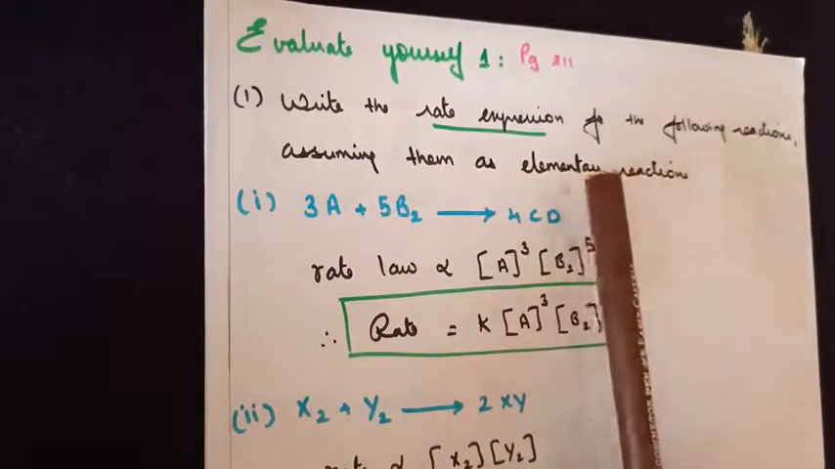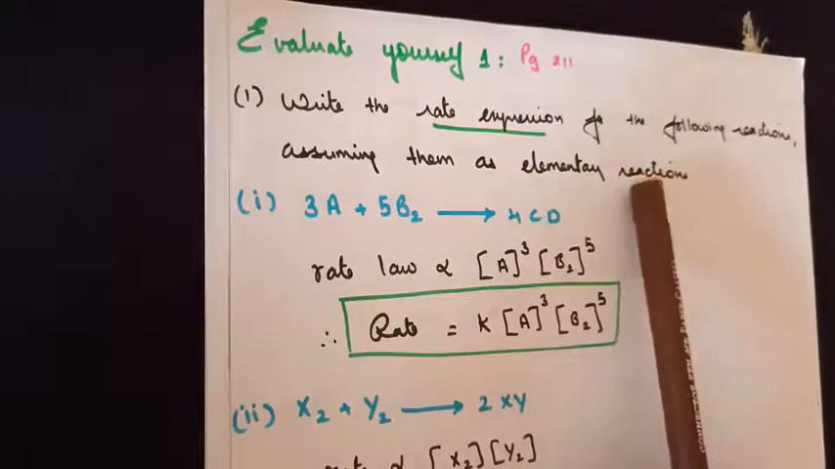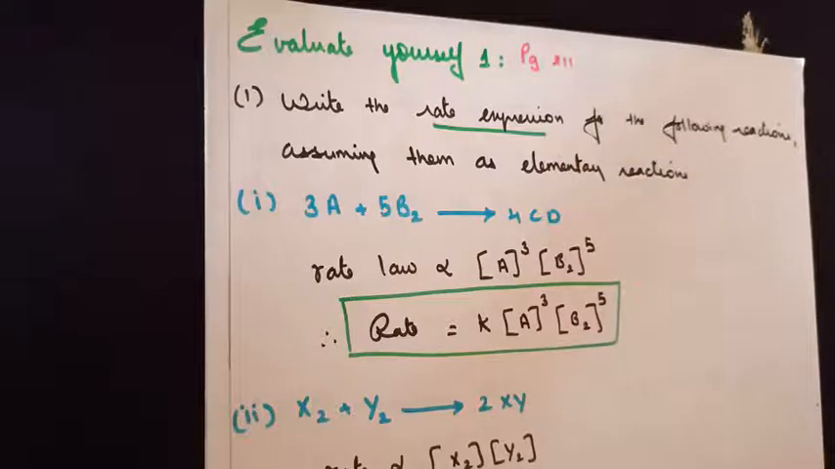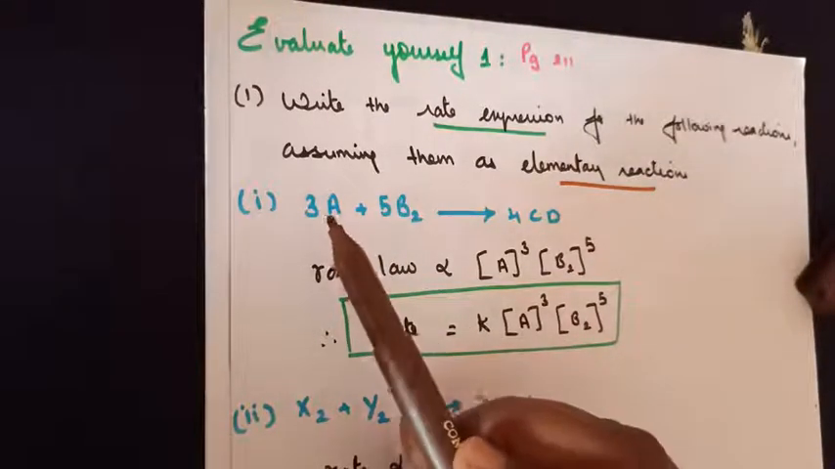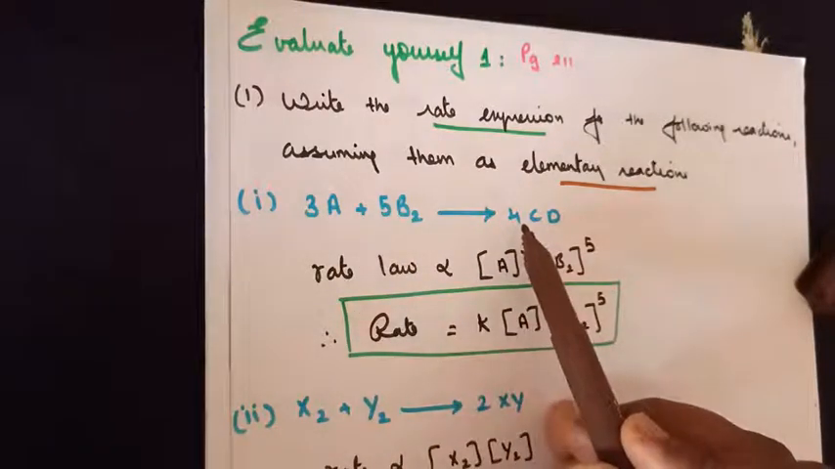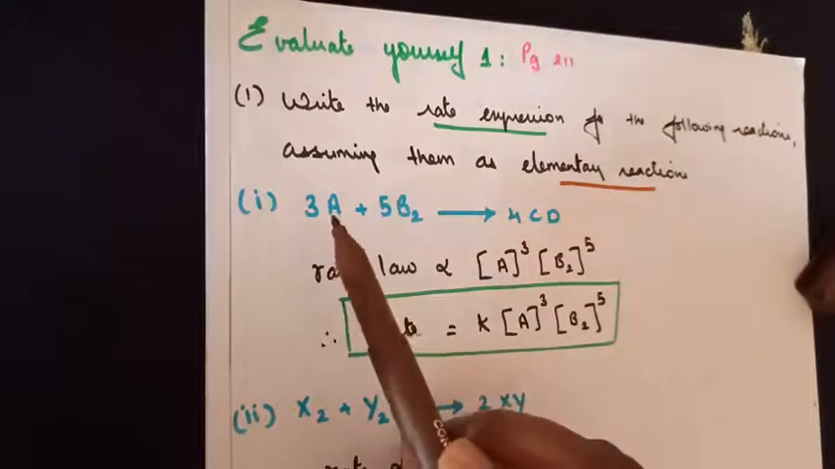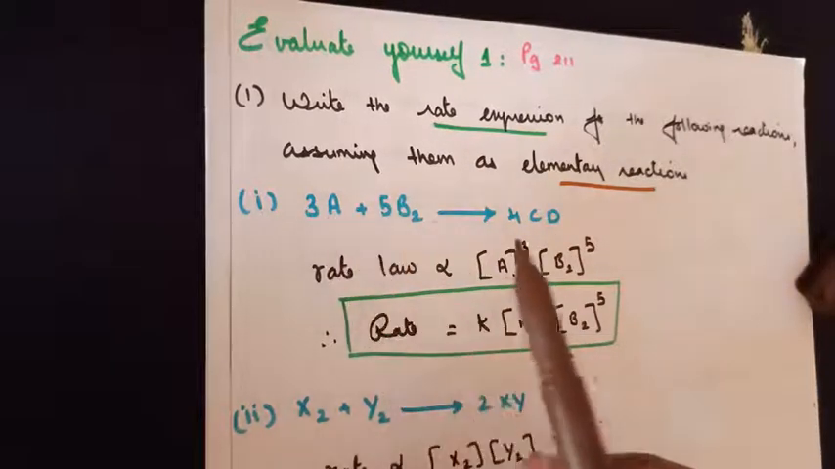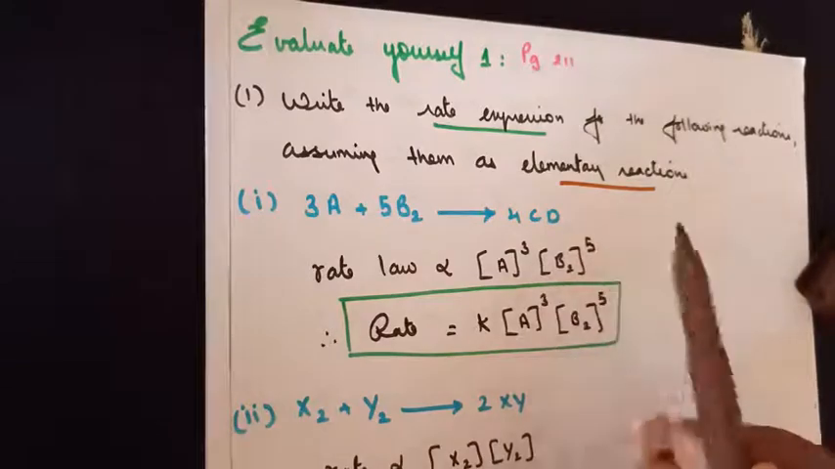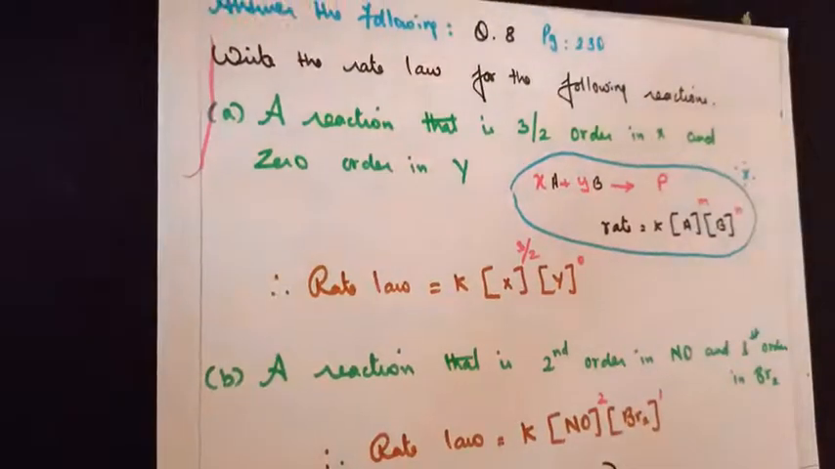The given condition is assuming them as an elementary reaction. When you are given the words elementary reaction, all you have to remember here is the stoichiometric coefficient. 3 and 5 and 4 are called the stoichiometric coefficients. Stoichiometric coefficient is the same as the order of the reaction. Now if I show you the next page, you will understand what the difference is.